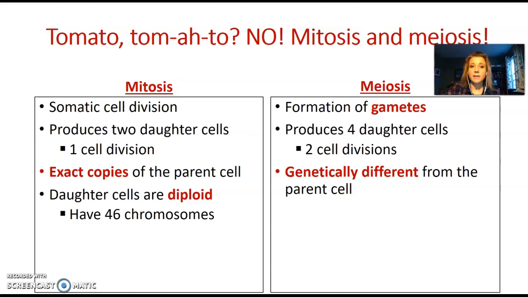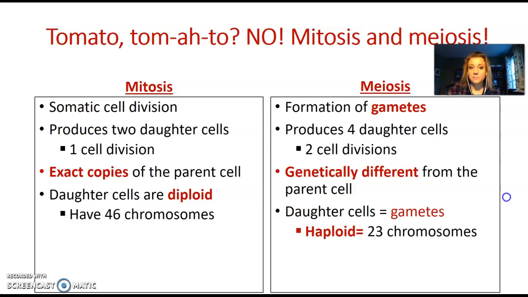Daughter cells after mitosis are diploid in number. They have 46 chromosomes, whereas daughter cells as a result of meiosis, these are the actual gametes, the actual oocytes and the sperm. They are haploid. They have 23 chromosomes. And this is really important because when you have fertilization occurring, when a sperm joins with an egg, then you just add their chromosomes together so that the resulting embryo has a total of 46 chromosomes, because 23 plus 23 is 46.